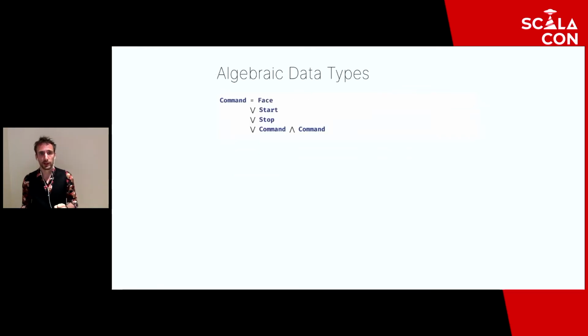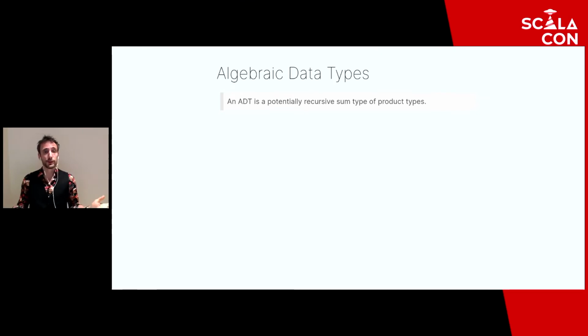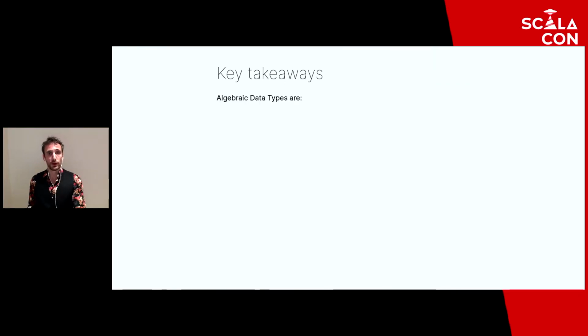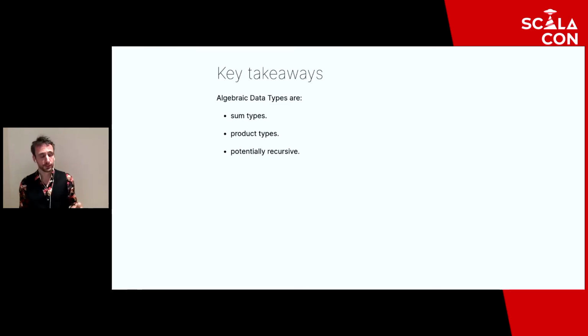But we're not quite done, because there's something specific about command. It is defined in terms of command. Command is a recursive type, so algebraic data types can be recursive, which gives us our final definition. An algebraic data type is a potentially recursive sum type of product types. And this is the main point that I wanted to make. What have we learned? We've learned that algebraic data types are sum types of product types, and they are potentially recursive. And that's really all there is to it.